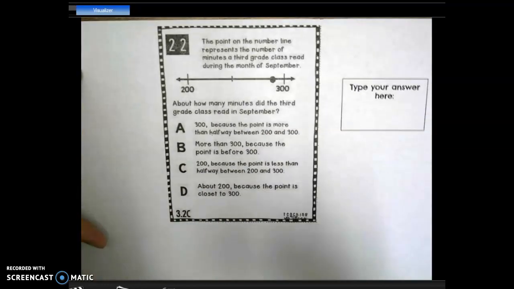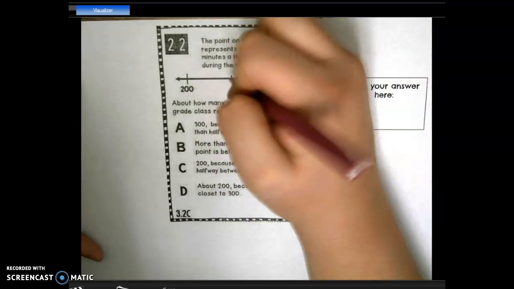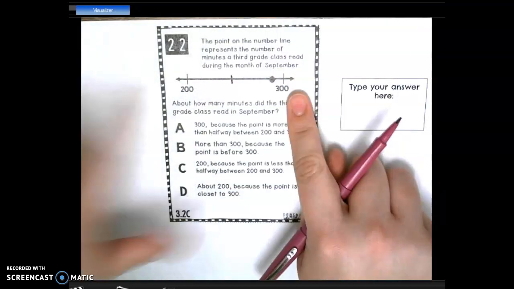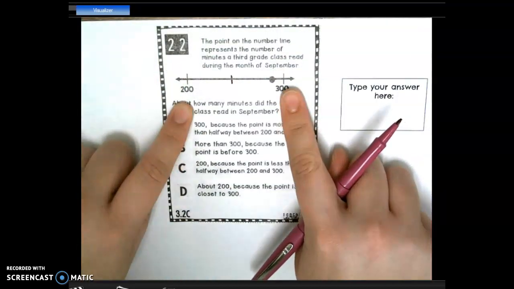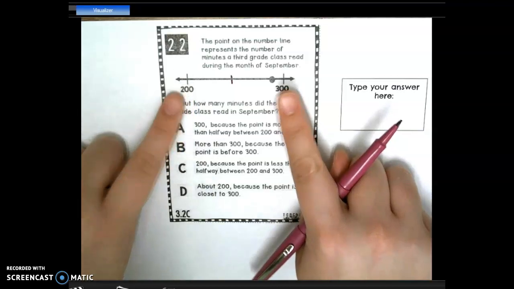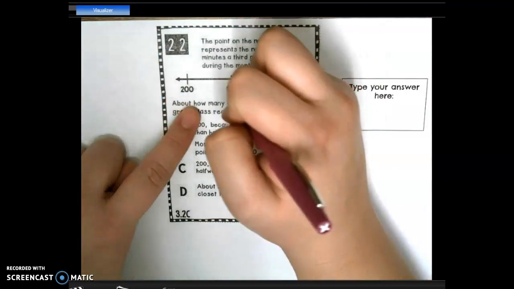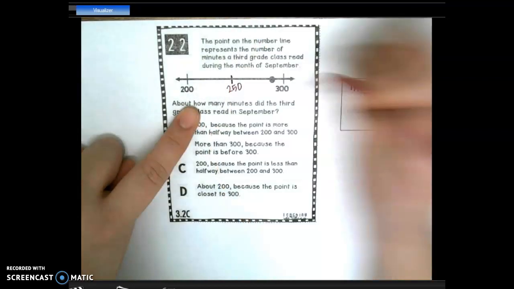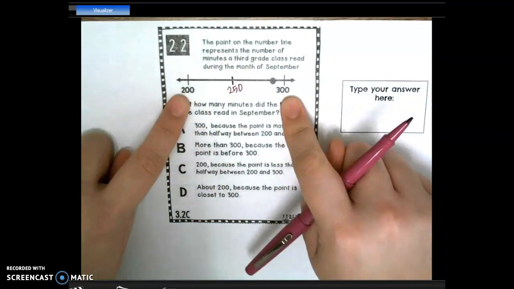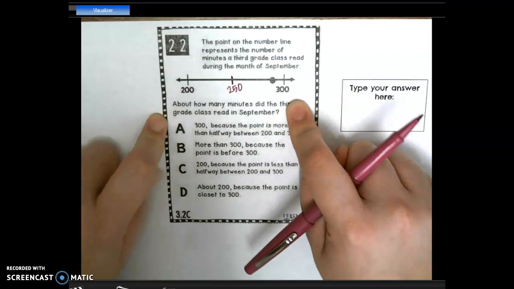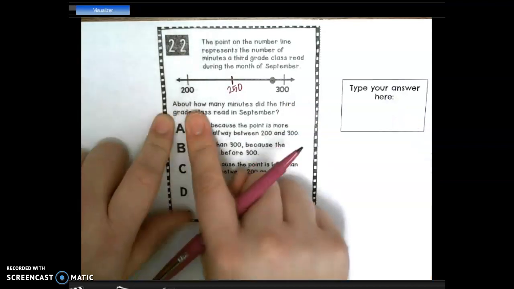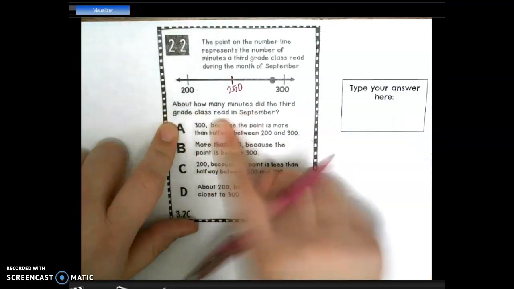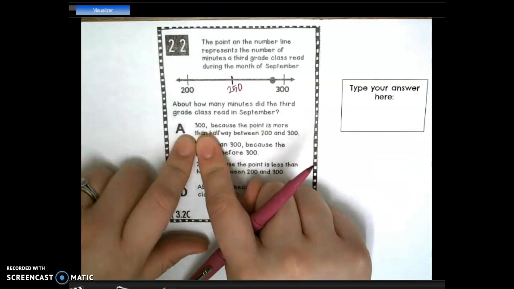Okay, so we have 200, and I said this was our halfway. So what is going to be halfway between 200 and 300? If you guess 250, you're correct. 250 is halfway between 200 and 300. All right, so about how many minutes did the third grade class read in September?